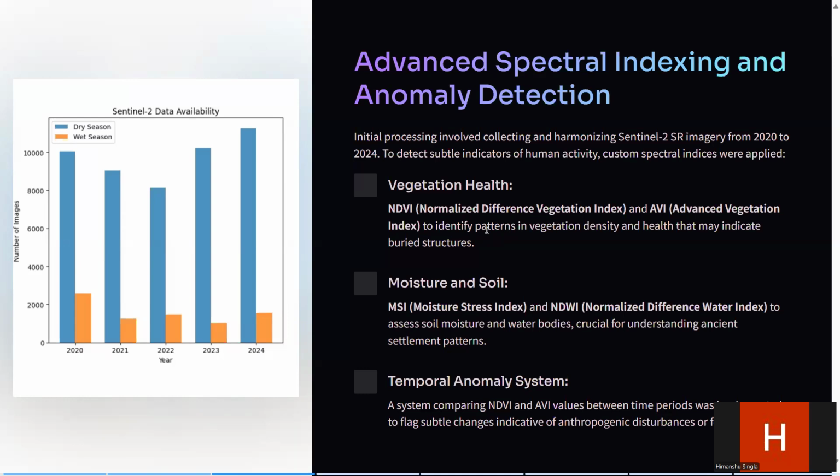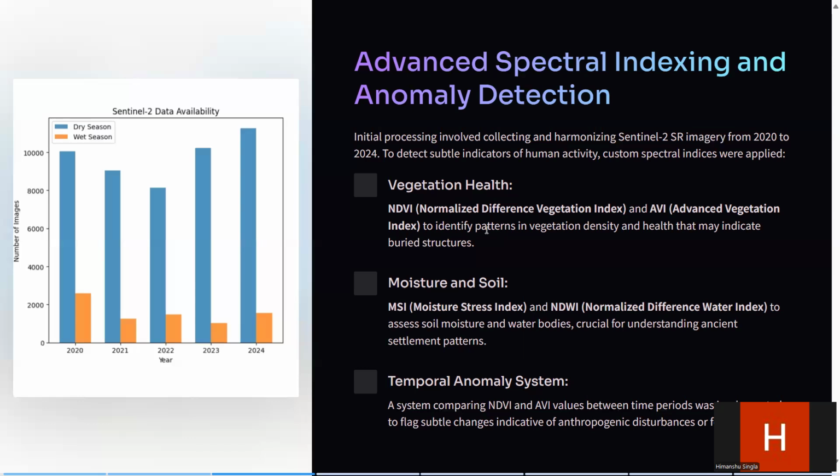Firstly, we will talk about indexing, what type of indexing I have used. Mainly I have used four types of indexing. The first one is NDVI, the normalized difference vegetation index. It helps to measure the green vegetation density. The second one is the anthropogenic vegetation index. It highlights changes caused by human activity. And MSI, the moisture stress index, indicates the plant's water stress. And the fourth one is NDWI, the normalized difference water index. It helps to measure the surface water content.